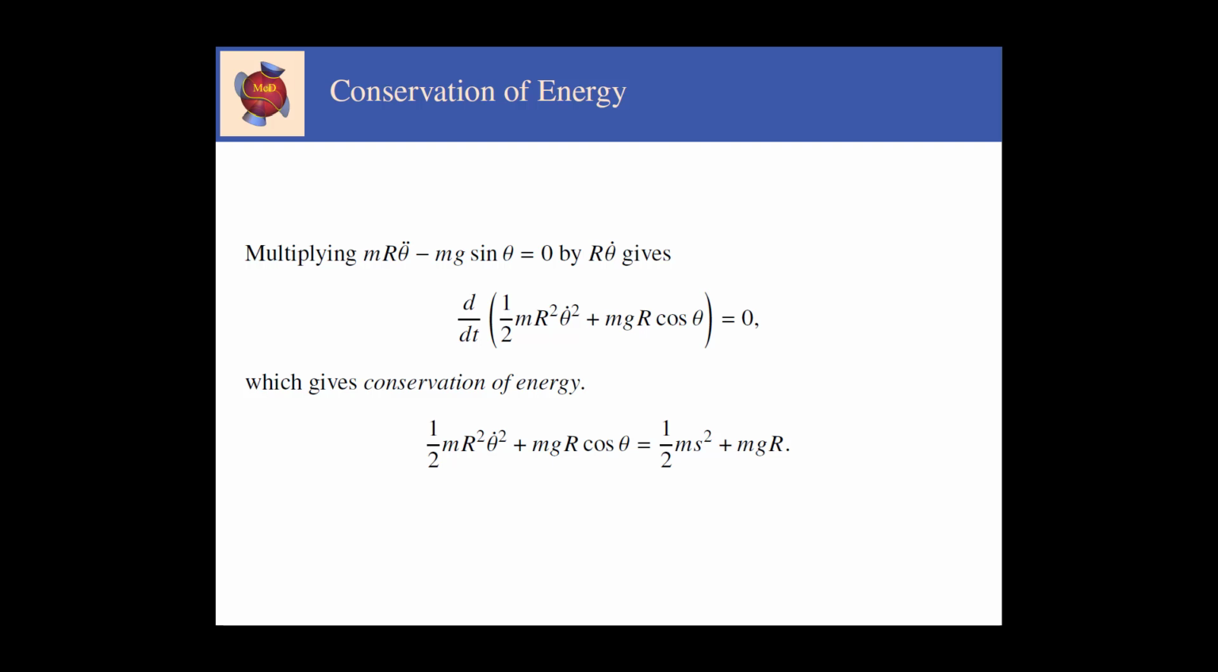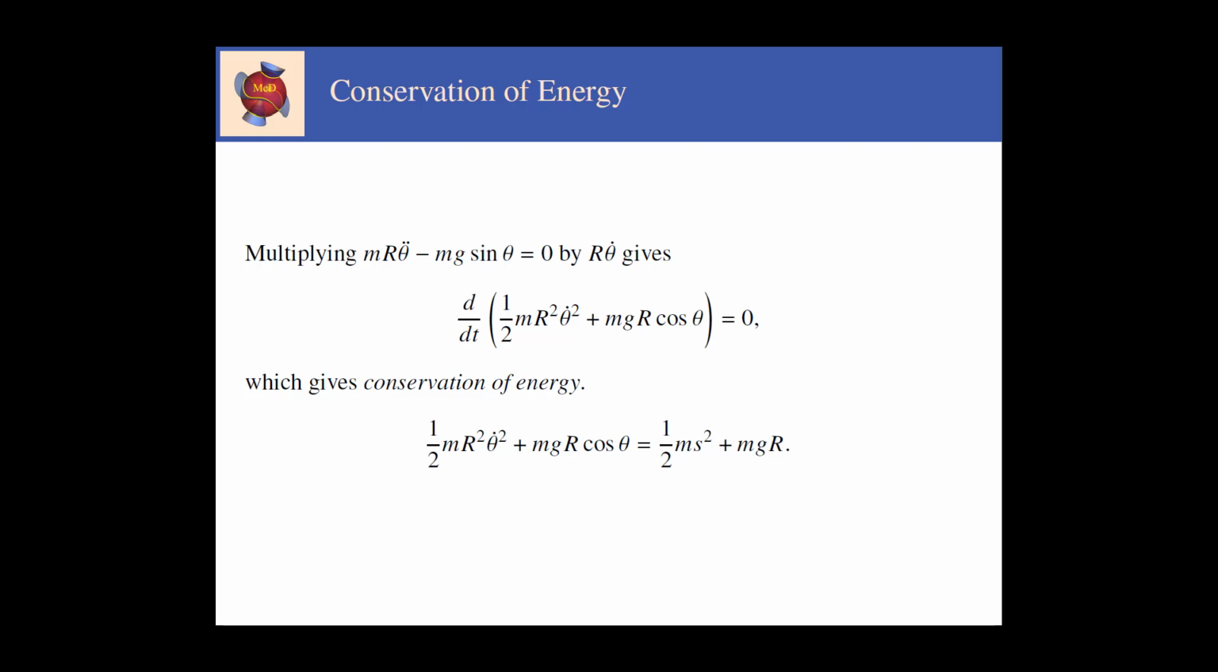To derive energy conservation in terms of theta, simply multiply the ODE by r theta dot to see that the time derivative of the quantity in parentheses, 1/2 mr squared theta dot squared plus mgr cosine theta, is 0. All right, so that means that the quantity in parentheses is conserved. It does not change in time, so it's a constant. So this gives us conservation of energy.